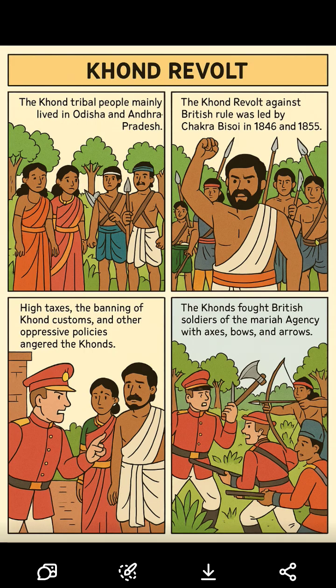What happened in the end? The revolt was very brave and lasted for many years, 1846 to 1855. But the British had stronger weapons and bigger armies. Many Kand fighters were captured or killed. The British finally put down the revolt. However, the Kand revolt became a powerful message. Even poor forest tribes were ready to fight and die for their freedom and beliefs.